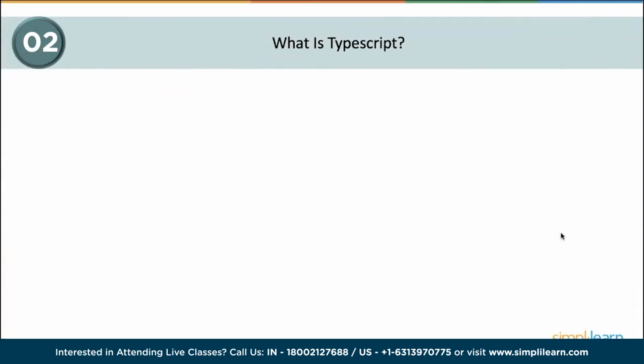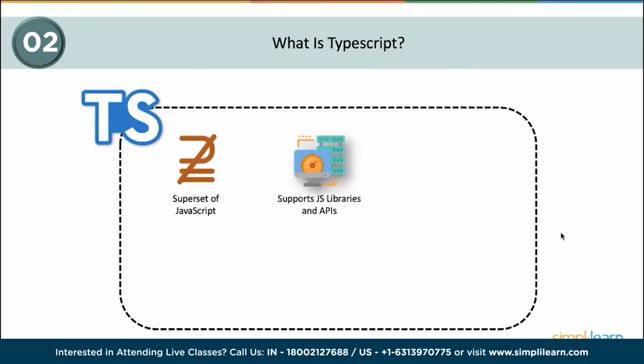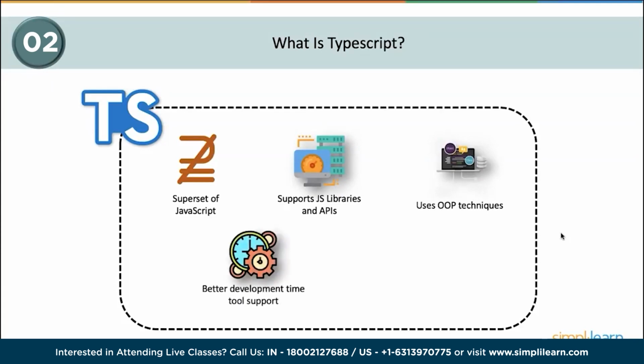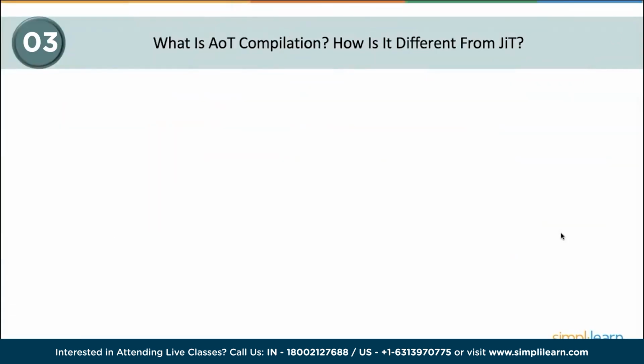TypeScript is a language which is used by Angular to develop Angular components, services, pipes, decorators, and multiple things. It is a superset of JavaScript and it supports JavaScript libraries and APIs. It is purely object-oriented in nature, uses object-oriented principles, offers better development time, is fast to load, and has additional features on top of JavaScript. What is AOT compilation?